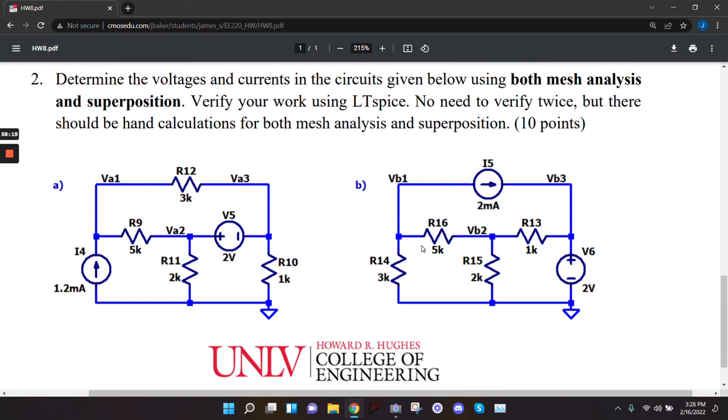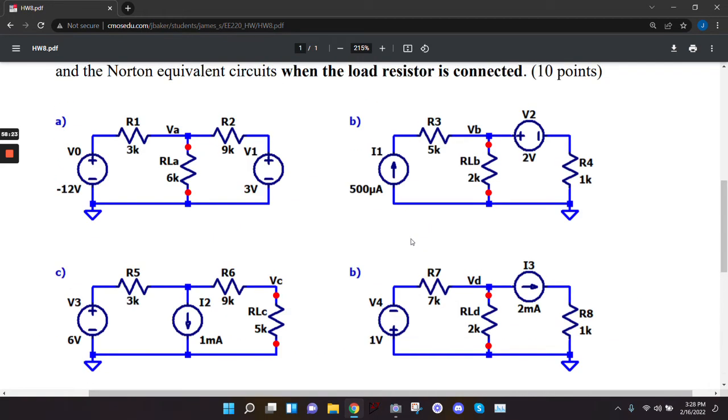These problems have everything in them other than Thevenin and Norton. But that's what problem 1 is for. What's up? For number 2 real quick.